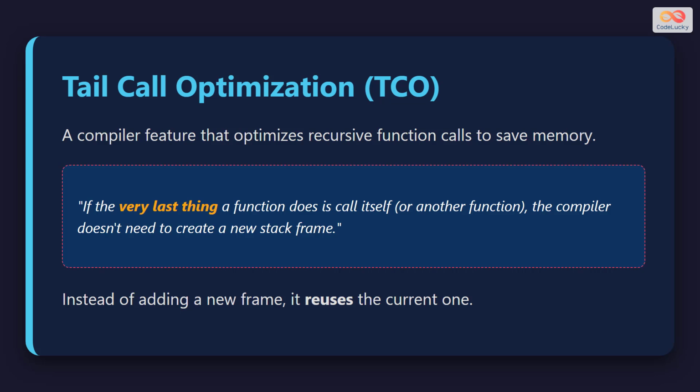This is where tail call optimization comes in to save the day. It is a smart feature found in some compilers. The rule is simple. If the very last action a function performs is calling itself, the compiler realizes it doesn't need to keep the old stack frame around anymore.